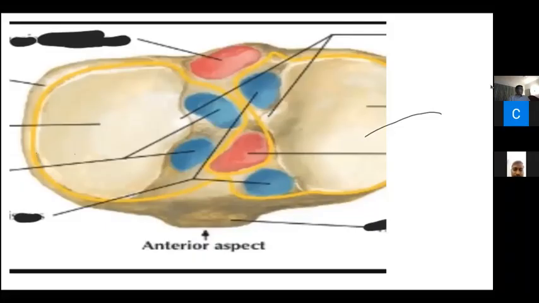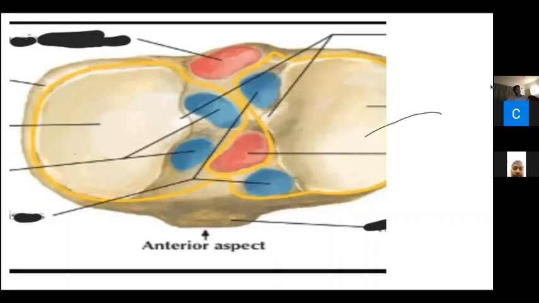Nisaj, can you tell me what you're seeing on the screen here? What is that? It represents the tibial plateau, and the attachments of various structures are depicted in different colors.